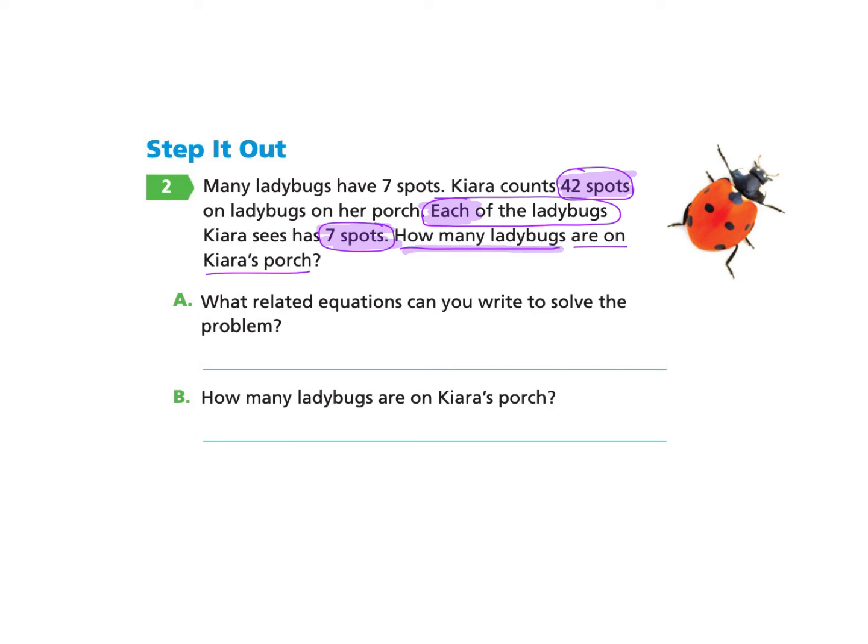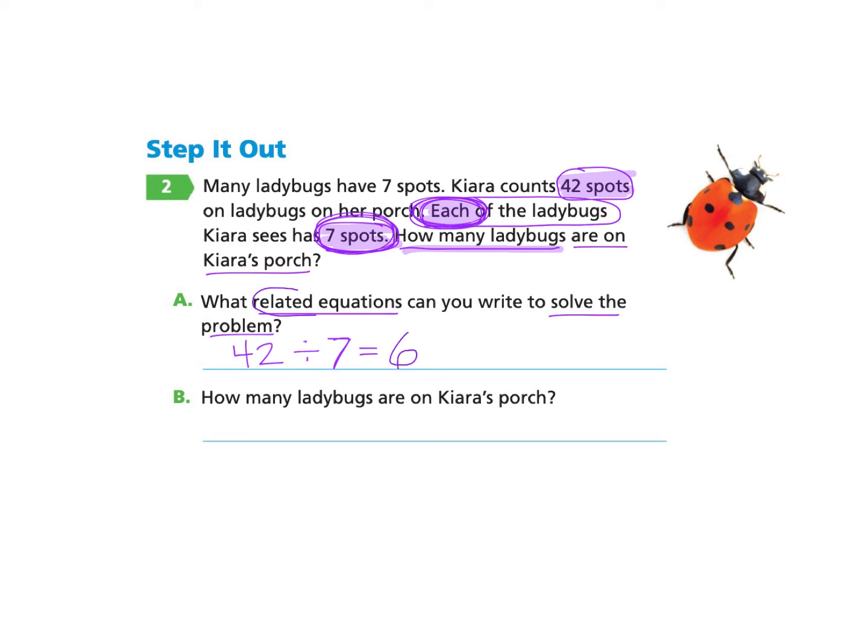Let's take a look at Part A. Part A asks, what related equations can you write to solve the problem? So if you'd like to pause and try this on your own, you may do so. Let's take a look at the first one. There are 42 spots, and we are dividing those spots by 7 because that's how many each ladybug has. So we're going to divide that by 7. And 42 divided by 7 makes 6.